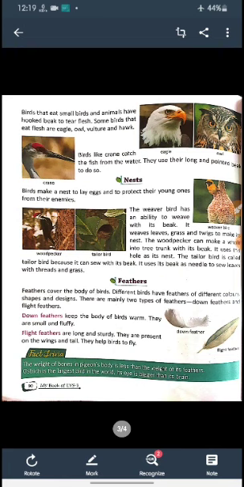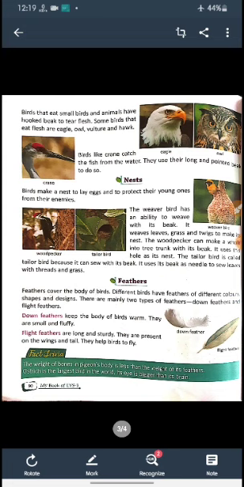The woodpecker can make a hole in a tree trunk with its beak. It uses this hole as its nest. The tailor bird is called a tailor bird because it can sew with its beak. It uses its beak as a needle to sew leaves with threads and grass, and make its nest.